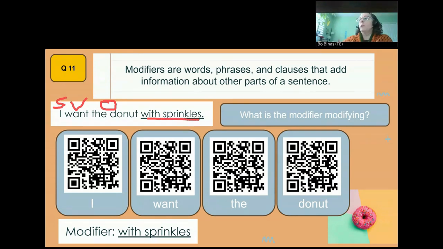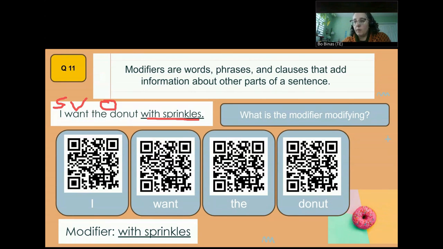Okay. So modifiers add information. So what are these words with sprinkles adding information to? And I'm going to activate these tags. So what part of the sentence is this modifier adding information to? And I'm going to put a timer up here too. There we go. What part of the sentence is the modifier adding information to? I see 14 responses.